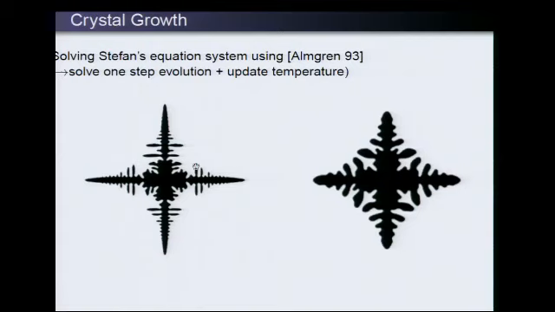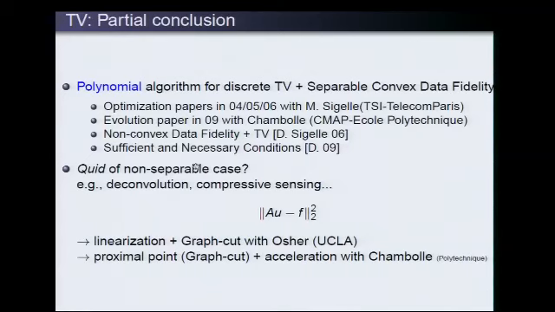Okay, you can do also crystal growth. I mean, it's essentially a mean curvature. So partial conclusion here is, you can minimize TV. We did that with the CGL. We can extend that for surface evolution. So you can do also non-convex data fidelity. What I showed in the introduction, the non-convex noise, then you can still optimize that exactly, even if it's non-convex. I'm also giving what are the sufficient and necessary conditions for using that kind of combinatorial approach.